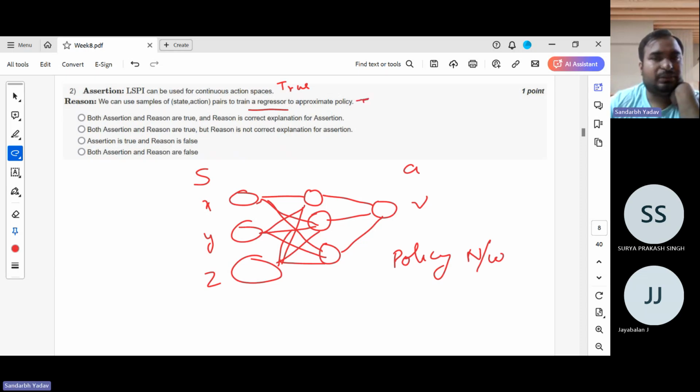So this is also true. And the reason actually explains why we can use this LSPI in continuous action spaces. So both assertion and reason are true, and the reason is the correct explanation for the assertion. If there is any doubt, you can ask me. Otherwise, I'll move to the next one.